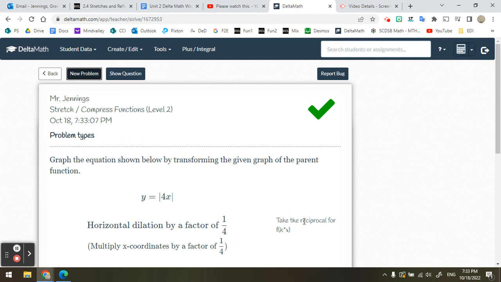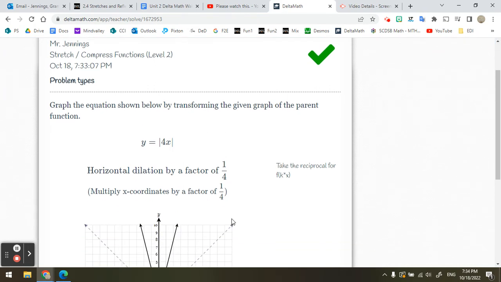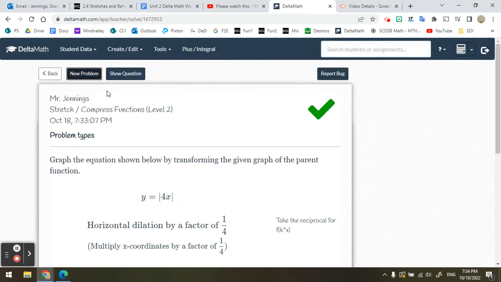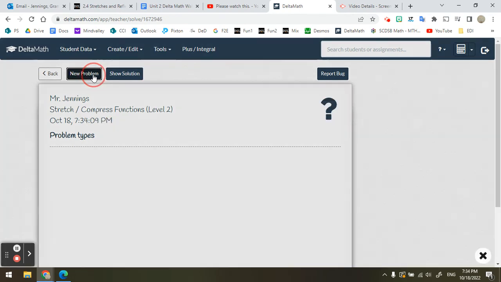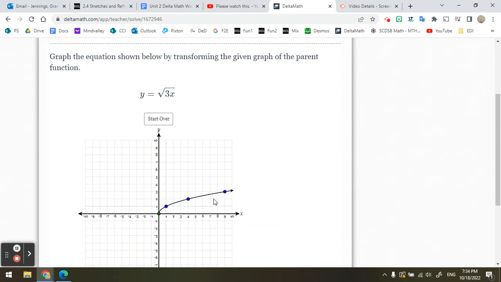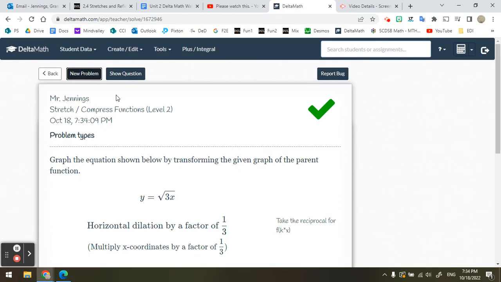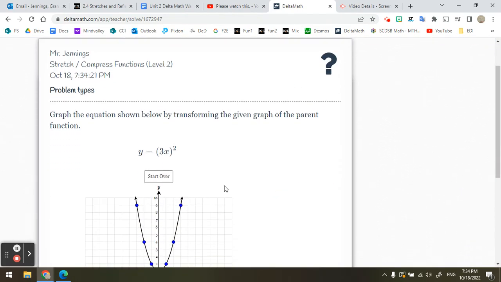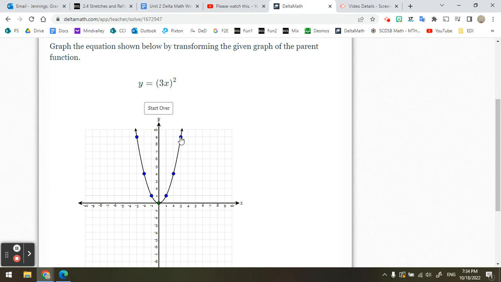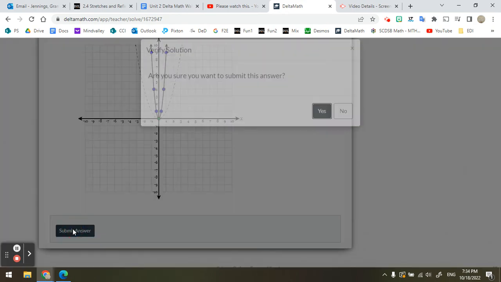Okay. Take the reciprocal for f of k multiplied by x. Okay, so that's what we're doing. We multiply the x coordinates by a factor of 1/4. Yeah, or you could say divide them by 4, it's the same exact thing. This one is by 3. So let's take a 9/3 and bring it to 3/3. Okay, same idea. Submit answer, yes. Next one. 3x squared. So take this one at 3, x is 3, and bring it over to 9. Like that. So this is how we handle k transformations.